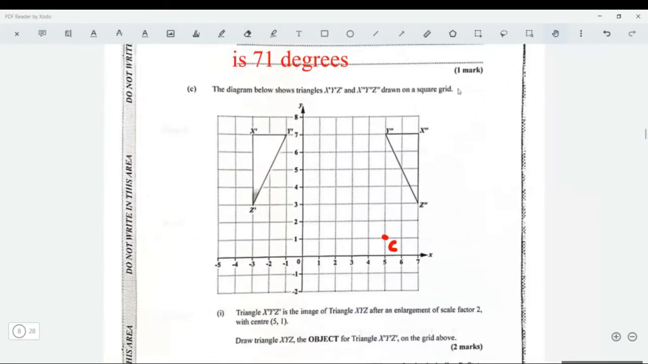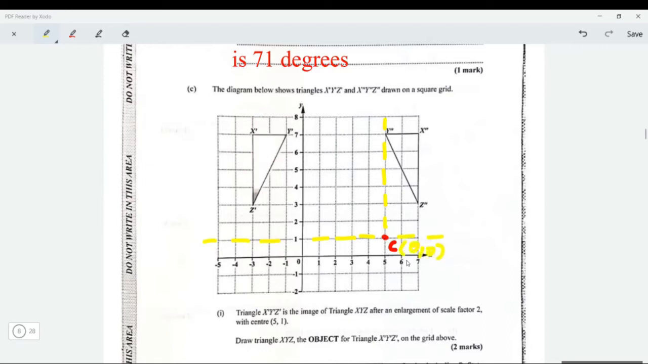In order to draw the object, what you need to do is first realize that the center is not the origin. So what I like to do is call this my fake origin. Imagine this as your fake origin, your fake 0, 0. So I'm going to use yellow lines to just indicate my fake origin. If this is my fake origin, picture C as the point 0, 0.